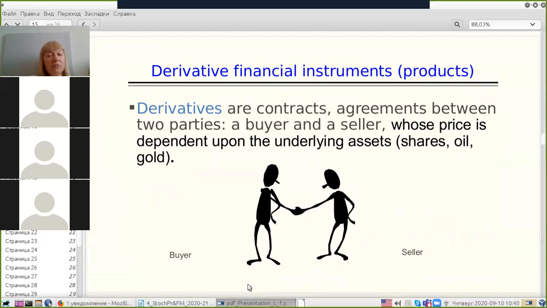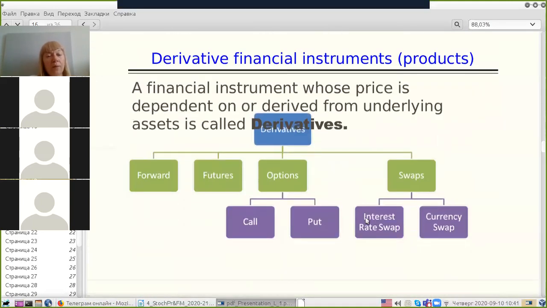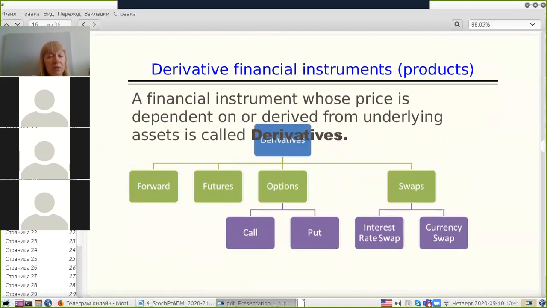What are derivatives? They are contracts or agreements between two parties, a buyer and a seller, and the price of derivatives depends on underlying assets. You understand why these securities are called derivatives? Because their price is derived from underlying assets: stocks, shares, oil, gold. So it's only a contract. A financial instrument whose price depends on or is derived from an underlying asset is called a derivative.